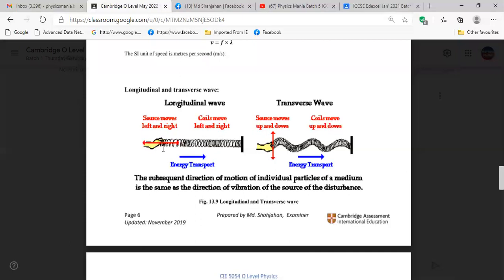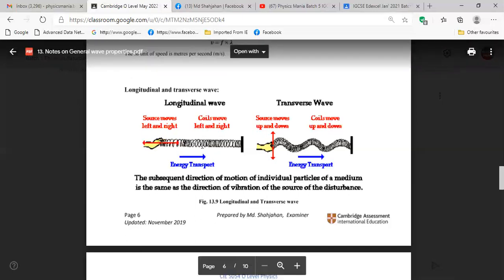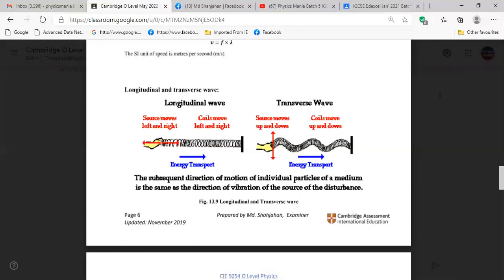Now in the first diagram we can say the energy transfer is parallel to the vibration of the particle. It is called parallel, right? Right and left. Yes, sir. The energy transfer and the particle's vibration are parallel here. But here you see, either you are going up or down. In both cases, the energy transfer is happening to the right side.